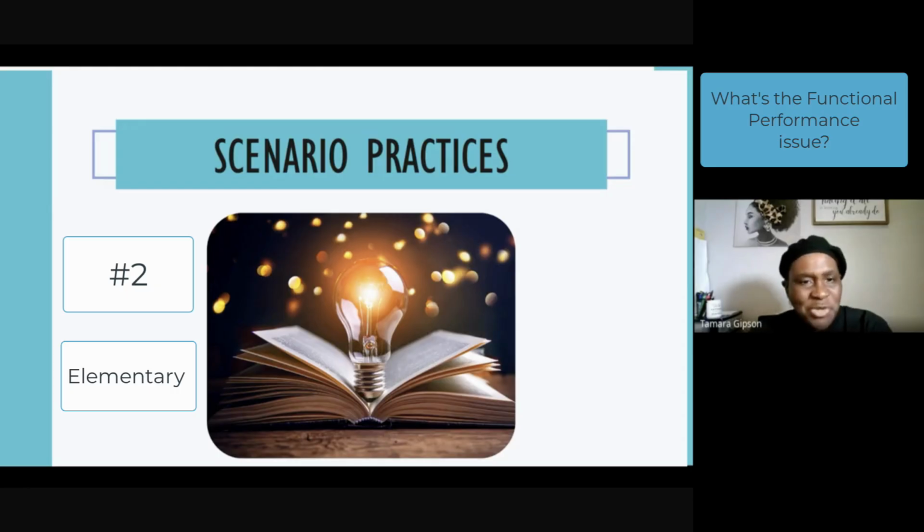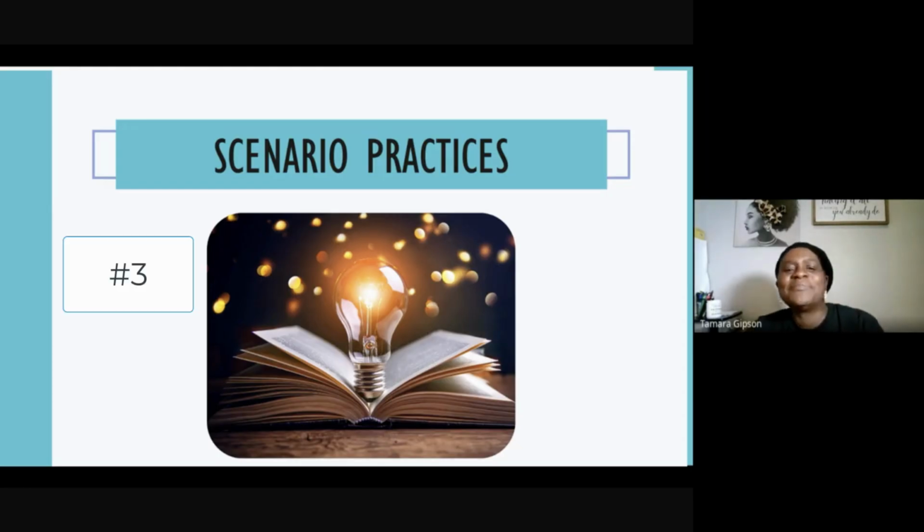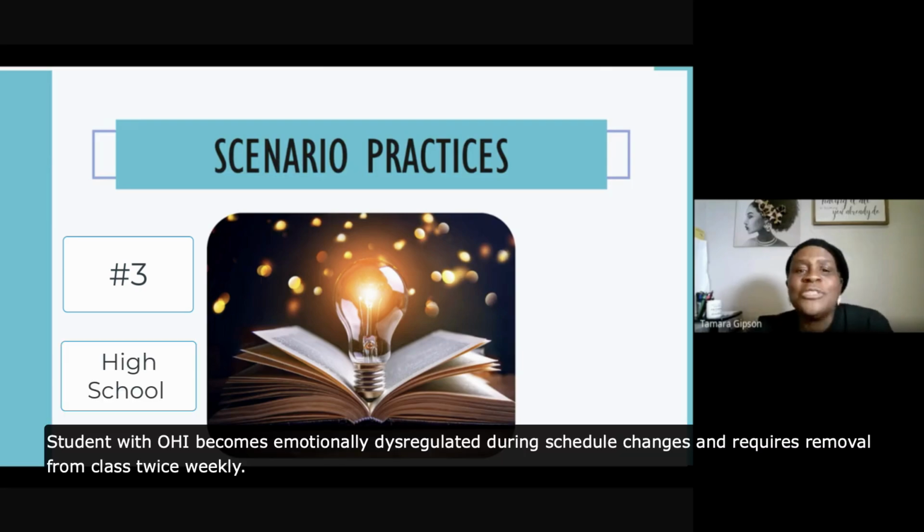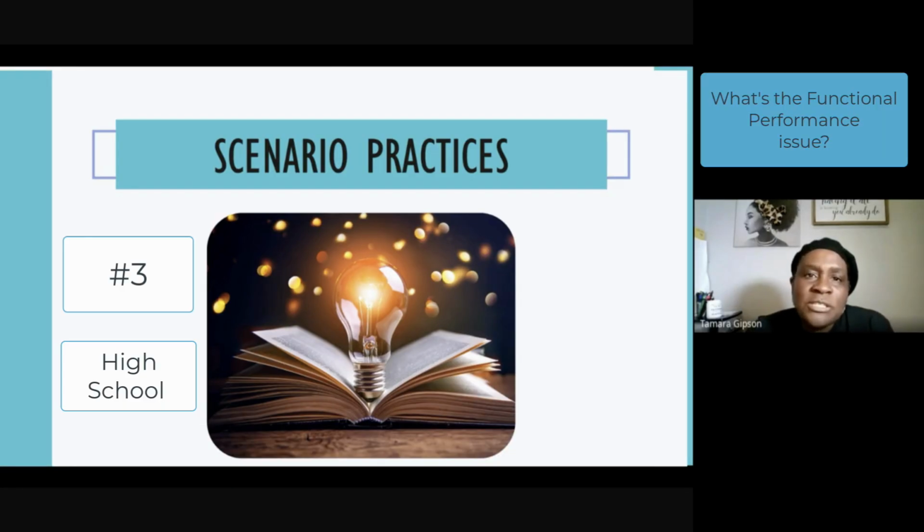And then I want to make sure that I give one for each level. Here's a high school one. A high school student with OHI becomes emotionally dysregulated during schedule changes and requires removal from class twice weekly. What's the functional need?